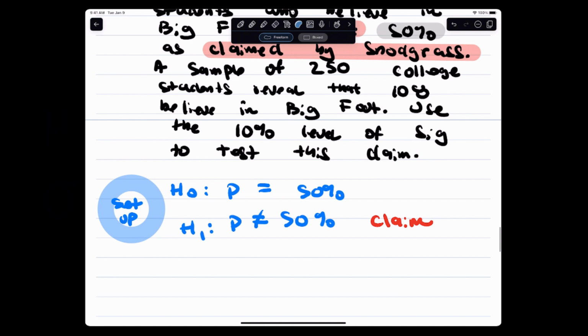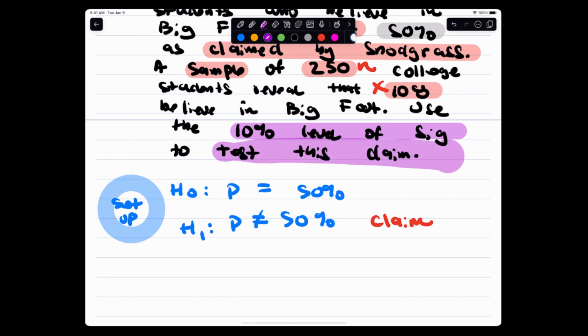Now, let's read this. What does that say now? A sample of 250 college students reveal that 108 believe in Bigfoot. Now, that means our sample size is 250, and our successes is 108, right? And then what do they say? Use the 10% level of significance to test this claim.